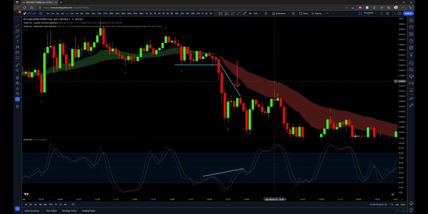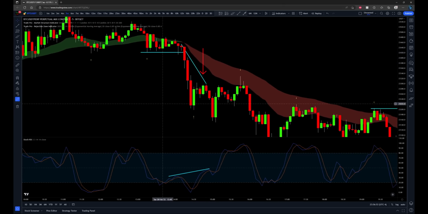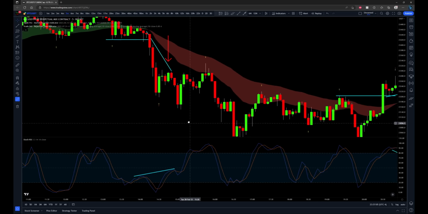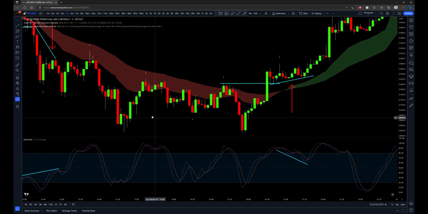Here's our next setup. We get a bearish market structure break right here. This candle. We wait for a red flip on the cloud, and then we start looking for our hidden bearish divergence, which we get right here. So you can see price, lower high, higher high on our stochastic RSI, and we get a couple instances of it throughout this consolidation, but we're just looking for this next move to the downside here. Okay, and we get that.